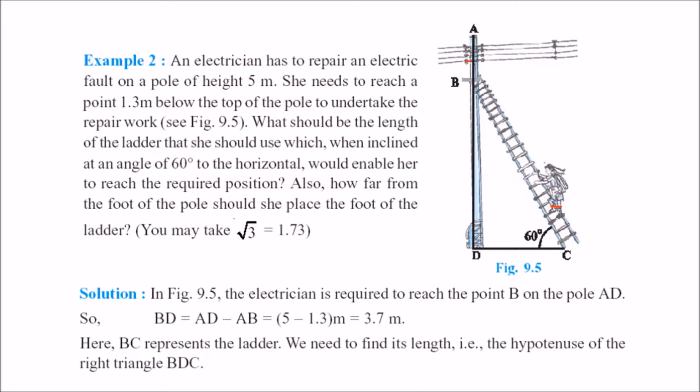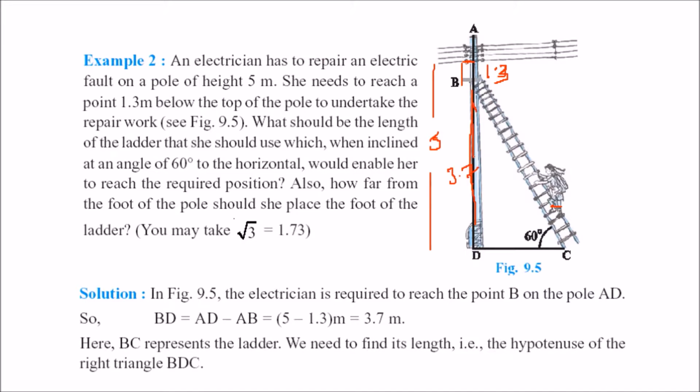Now, first we have to find out what will be the length of the ladder. If she wishes to be somewhere 1.3 meter below from the top. So this is top, and this is given as 5. The distance is 5 meter. She wants to be 1.3 meter below the top so that she can take the repair work. So this distance will be what? 5 minus 1.3, that will be 3.7.